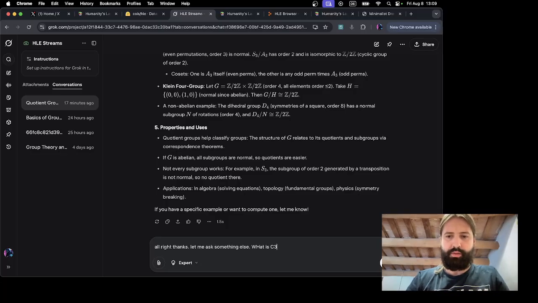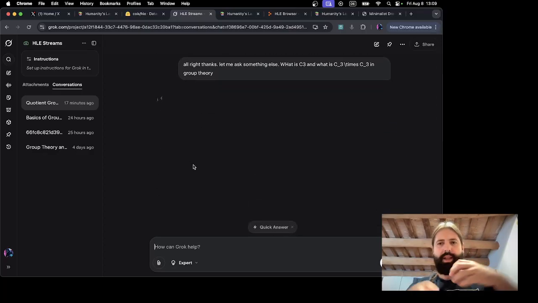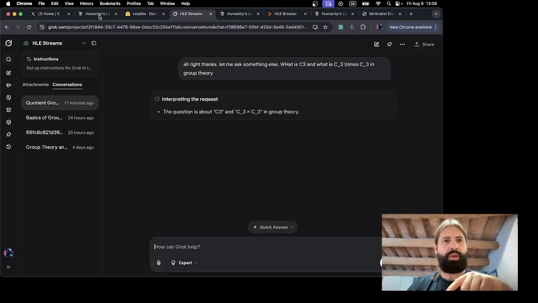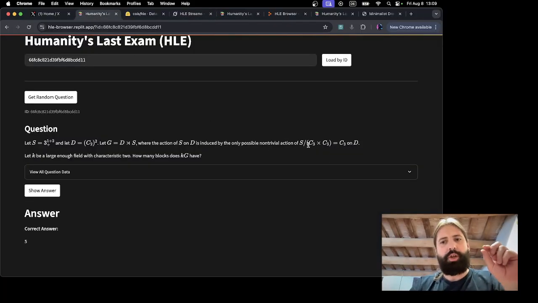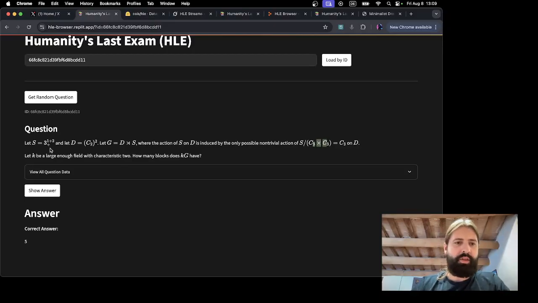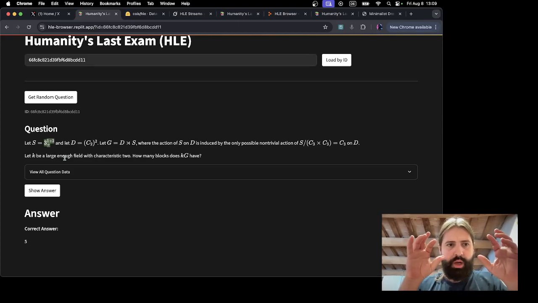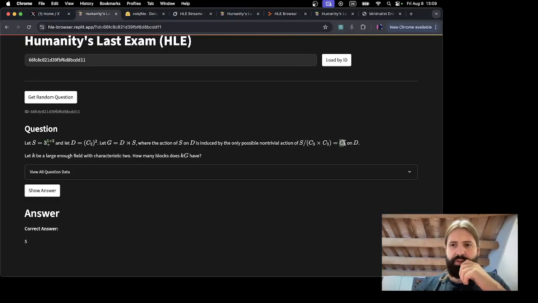What is C3 and what is C3 times C3 in group theory? Let's now zoom in here. So we zoom in on the definition of C3 squared, and let's revisit that definition so we understand those two groups. And then how do we make that quotient group out of these? Just to make sure it's a C3.